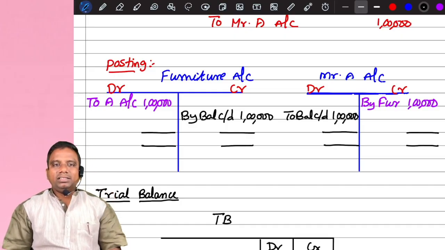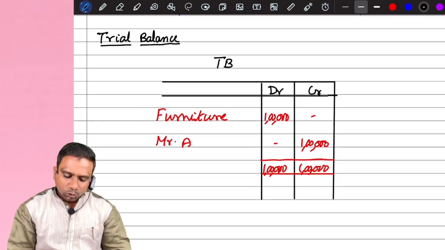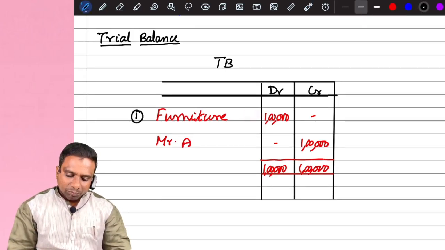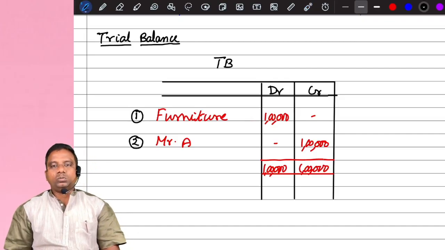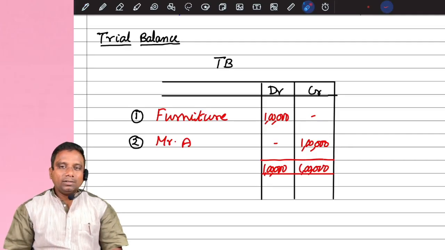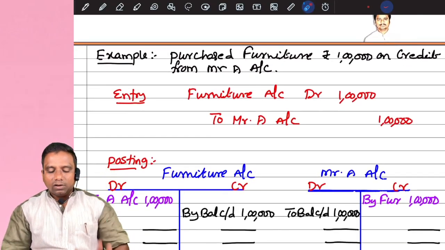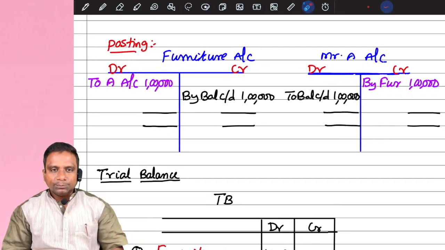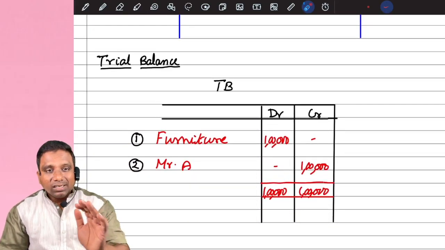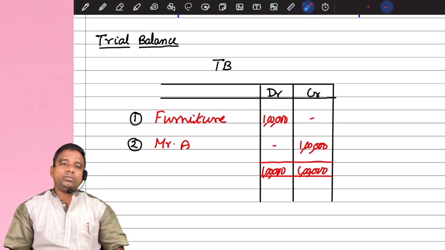Now with these balances we prepare the trial balance. Observe the trial balance. Furniture account is showing a debit balance, so furniture account debit 1 lakh. And Mr. A account is showing a credit balance, so Mr. A account credit 1 lakh. Now both sides are equal. Actually, this is the bookkeeping process. Entry recorded, posted into ledger accounts, and from the ledger accounts we prepare the trial balance. If the trial balance does not agree, then we have conclusive evidence that there are some mistakes in the bookkeeping process.